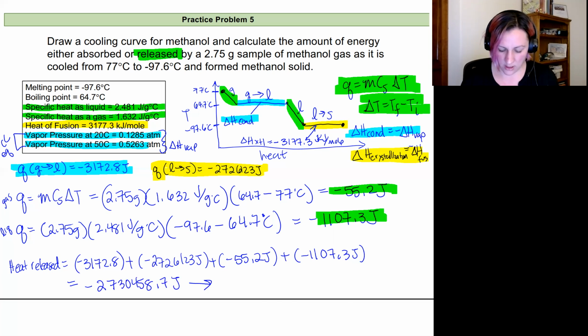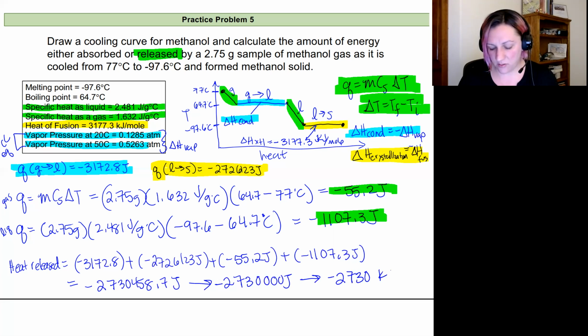I'm going to round this to just 3 significant figures based on my mass, 3 sig figs, and my melting and boiling point. I realize my vapor pressure at 20 degrees and 50 degrees Celsius is 1 sig fig. I'm going to assume it's more, just so that we can give you a few more values since it was just pulled from a table. So this is going to give us negative 2730. And I can report this in joules, but it's such a big number, I might choose to report it in kilojoules and have this be negative 2,730 kilojoules. And that is the solution to this big problem.